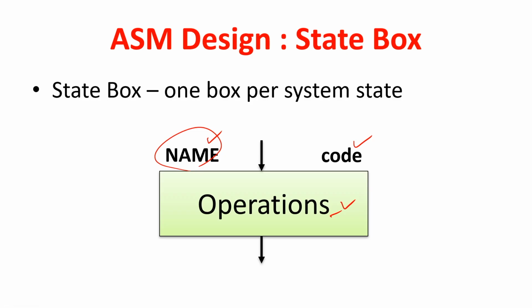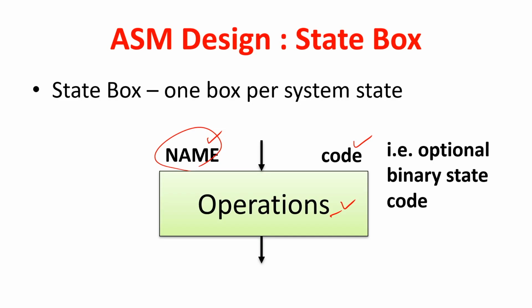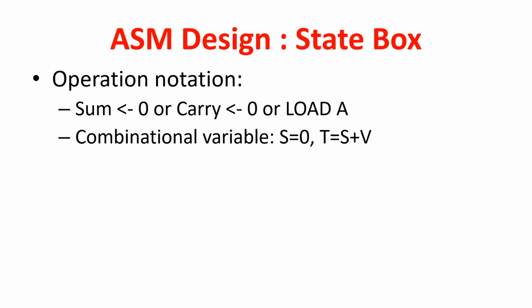State box, one box per system state. That means, suppose an ASM has 3 state boxes, then it has 3 states. So, the state box decides how many states there are in the ASM, and this code is an optional binary state code, which is binary encoding or its encoding values. And for the operation notations, in general whatever operations or actions we state in the state box, for example, sum equal to 0. So, sum gets loaded to 0, carry is initialized to 0, or load A.